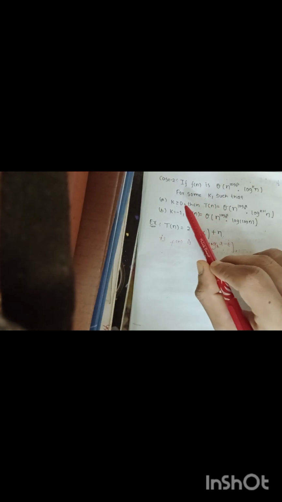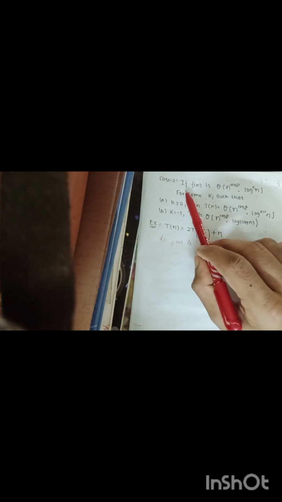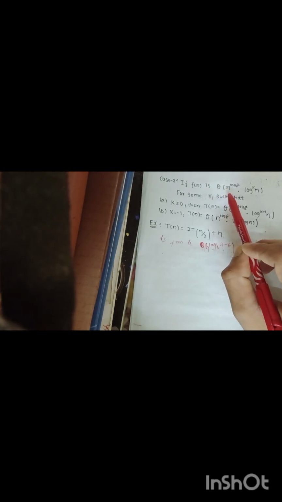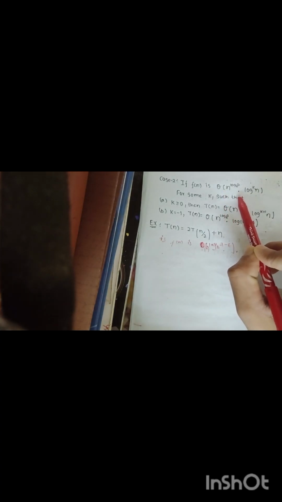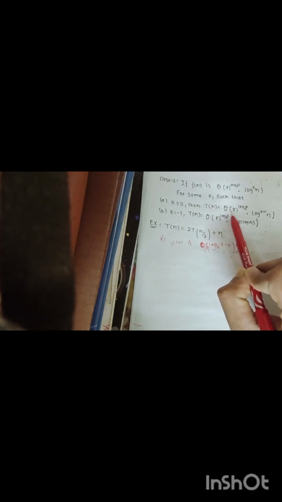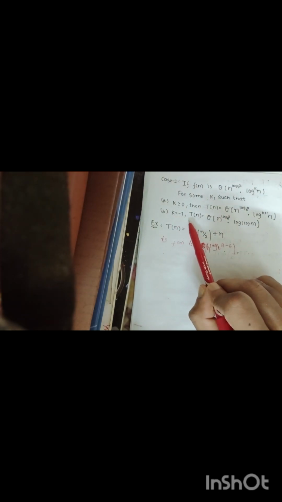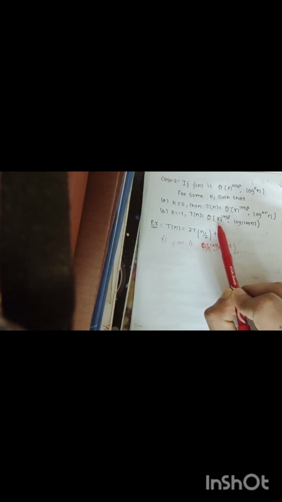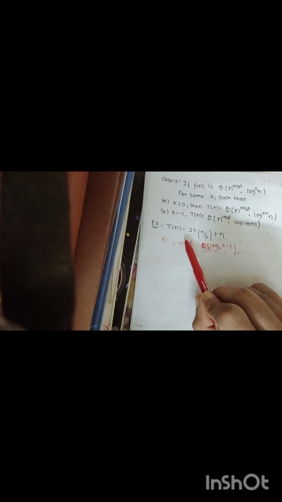Now let us move to the second case of the master method. That is, if f of n is theta of n log a base b multiplied with log n to the power k, for some k such that k is greater than or equal to 0, then T of n is equal to theta of n log a base b multiplied with log n to the power k plus 1. But if k is equal to minus 1, then T of n is equal to theta of n log a base b multiplied with log log n. Now let us understand this with the following example.